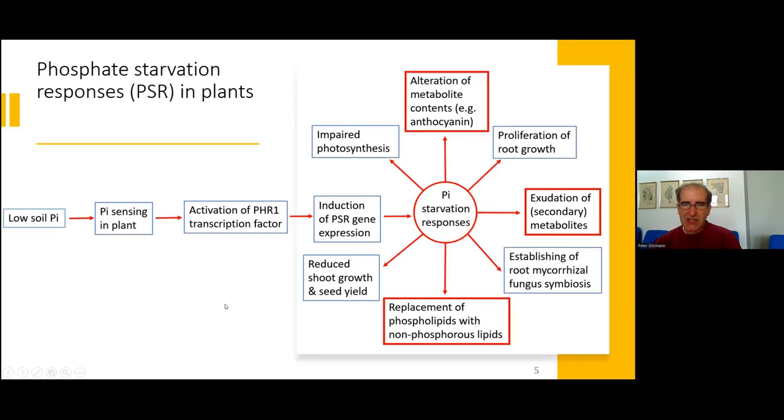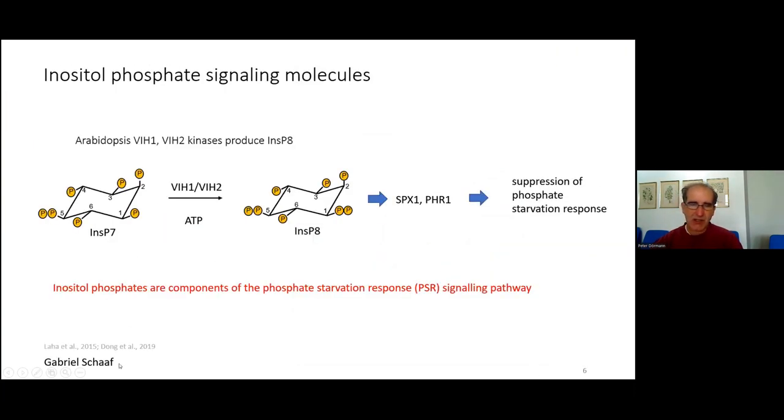Okay, this sensing part has been elucidated in Gabriel's group recently, and we also have a side project on that. It is not directly the orthophosphate which is sensed, but a more complex inositol molecule with several phosphates bound to it, 8 in this case. This is produced under high phosphate by VIH1 and 2 enzymes, and is then the sensed molecule, sensed by 2 proteins, PHR1, which I already mentioned, and SPX1, a helper protein which binds to PHR1. And under high phosphate, the phosphate starvation response is suppressed.